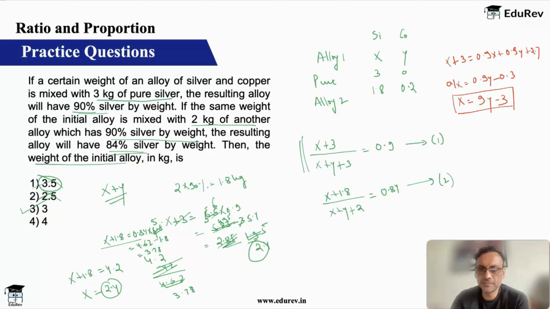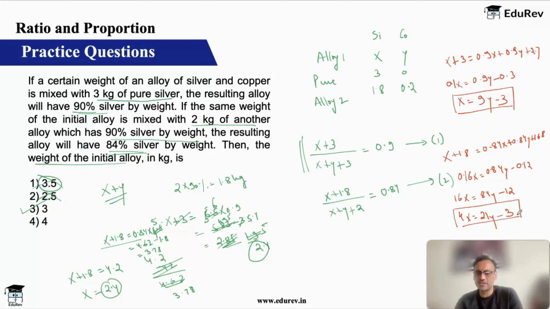Let's solve the second one. X plus 1.8 is equal to 0.84x plus 0.84y plus 1.68, or x minus 0.84x, which is 0.16x, is equal to 0.84y minus 0.12. Let's multiply this by 100. 16x is equal to 84y minus 12. Let's divide this by 4. You'll get 4x is equal to 21y minus 3. So this is my second equation.